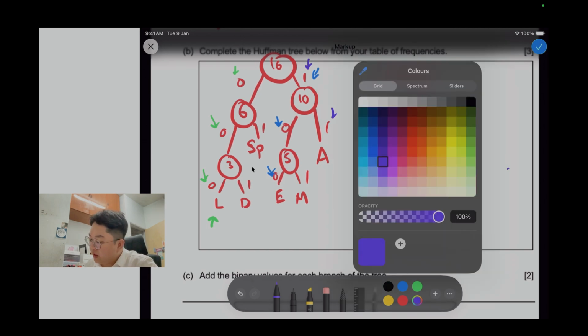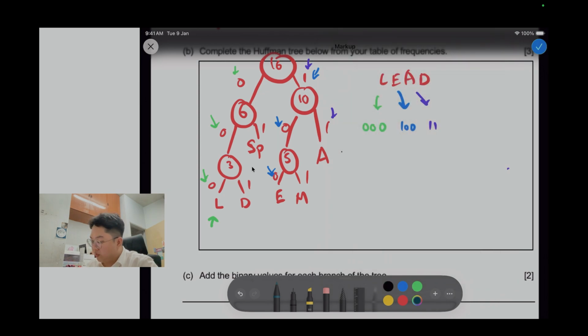And finally, let's have another color. This time I'm going to try a dark blue, perhaps. No, a different color. And then D will be in this direction. So we're going to go here, 0, and then here, 0, and here will be 1. So the final encoding value will be 0, 0, 1.